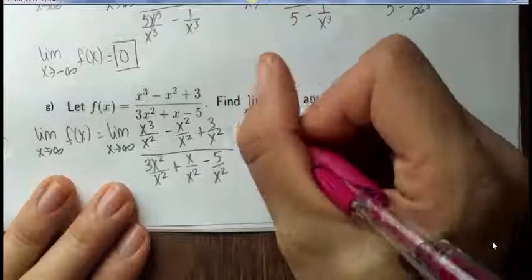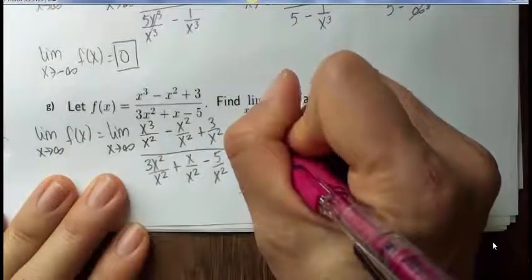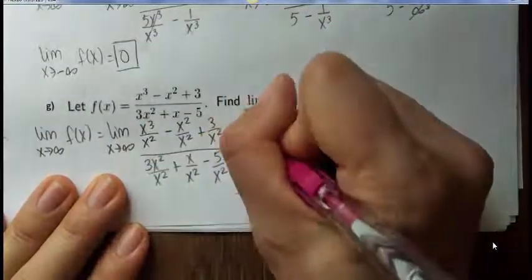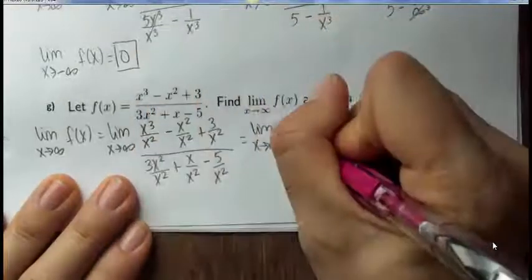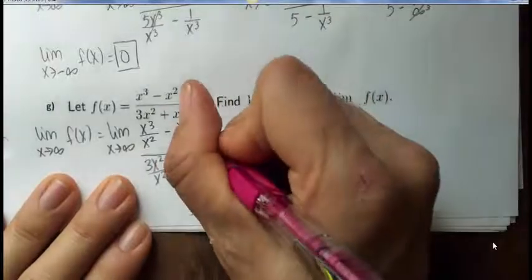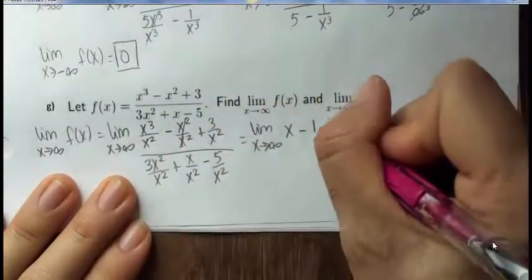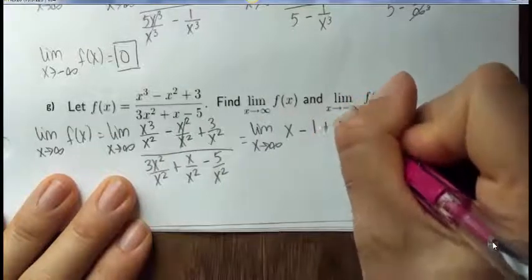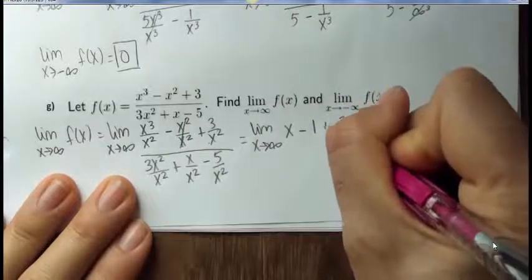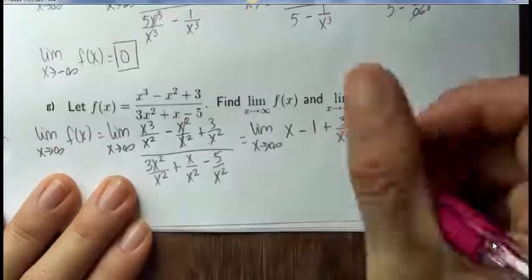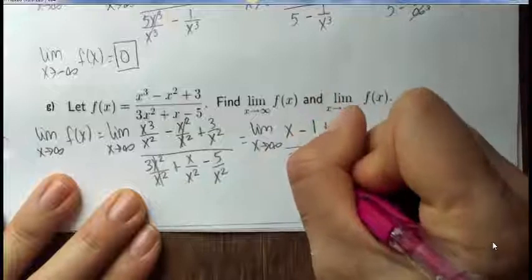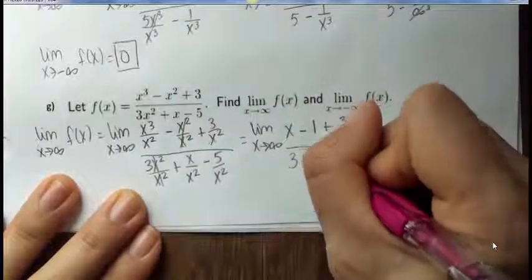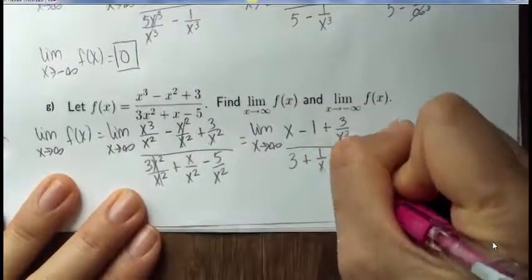Okay, so this one now, I'll simplify first. The limit as x goes to infinity, this just becomes x, the first term. Next one becomes minus 1, and then this right here will go to 0, right? So plus 3 over x squared is going to end up going to 0, but we'll talk about that in a minute. All over, now this reduces to just 3 plus 1 over x minus 5 over x squared.